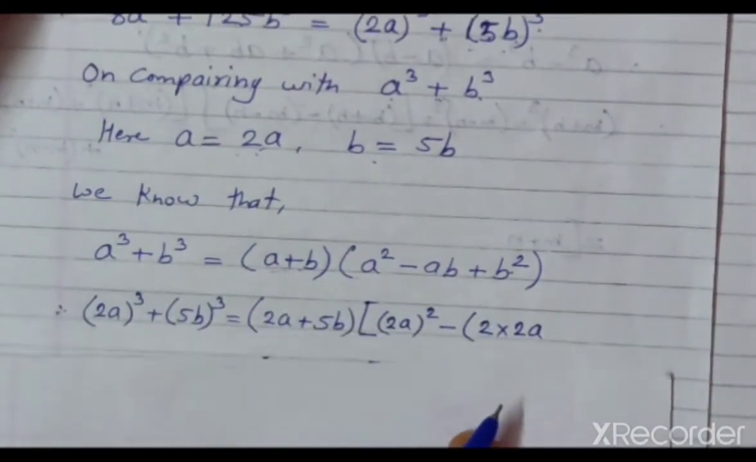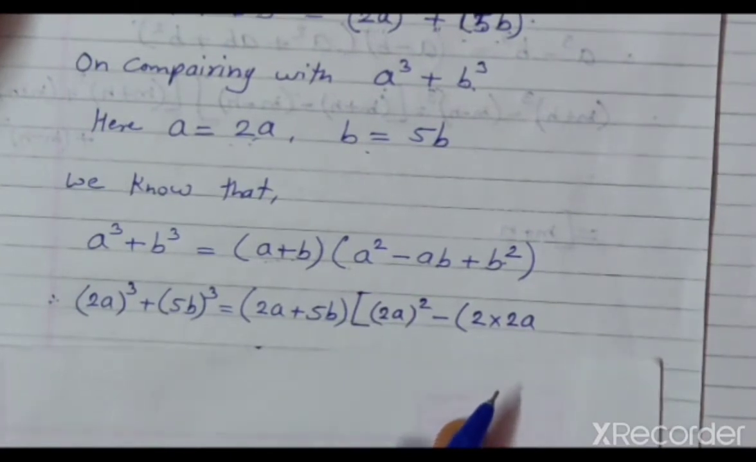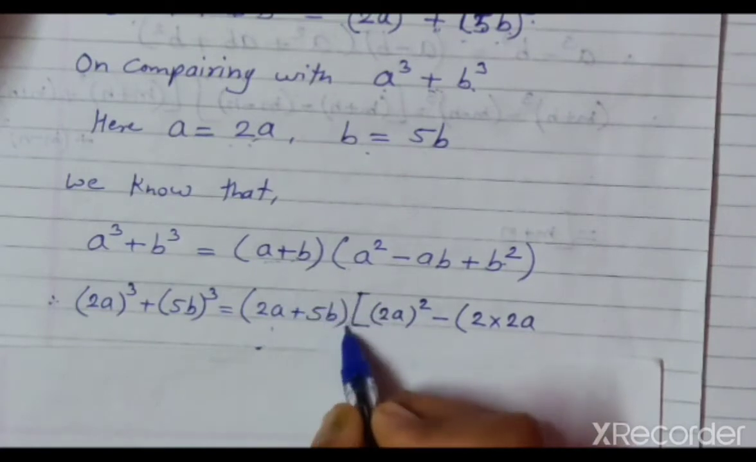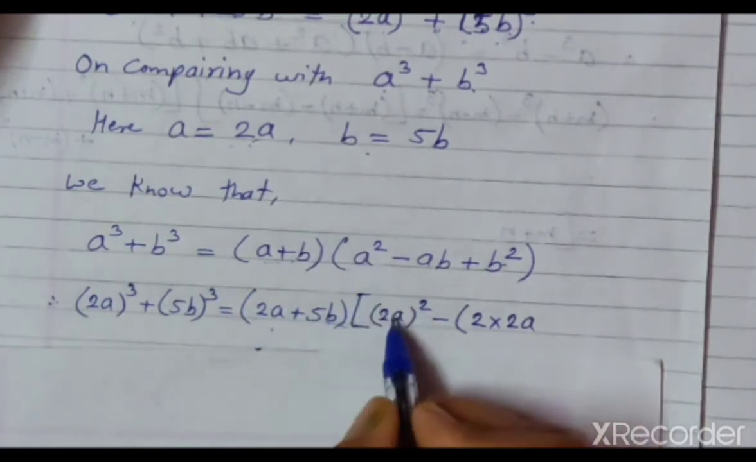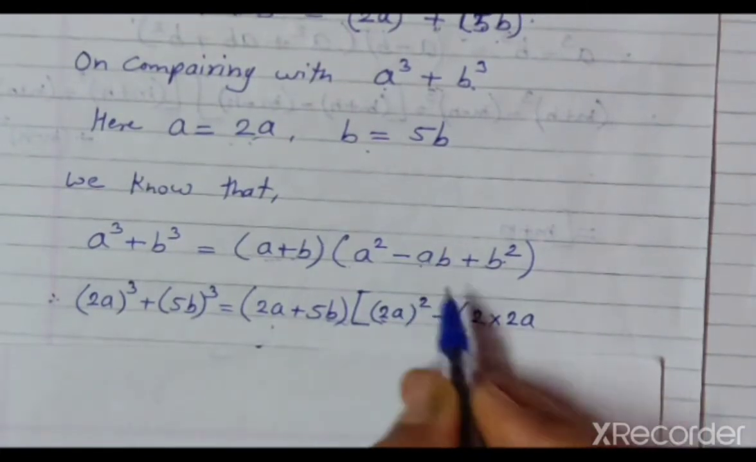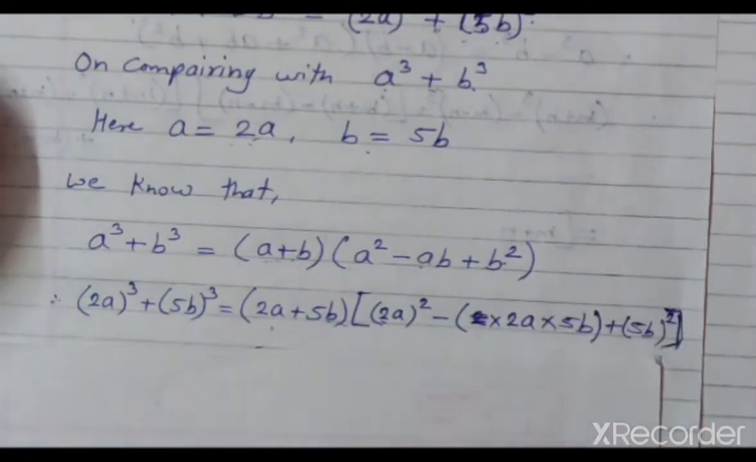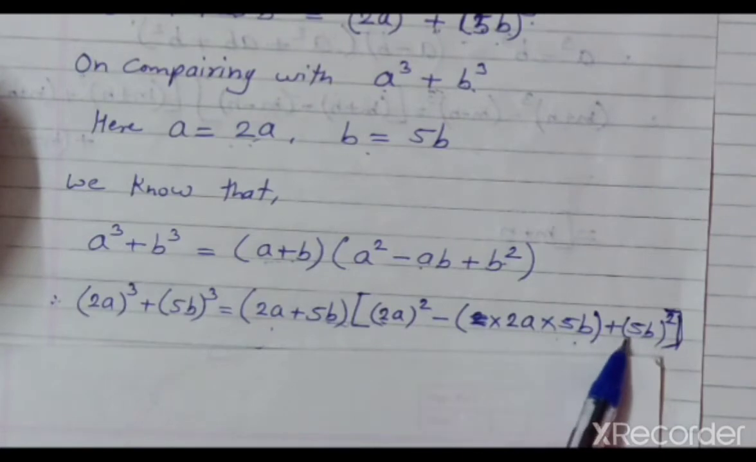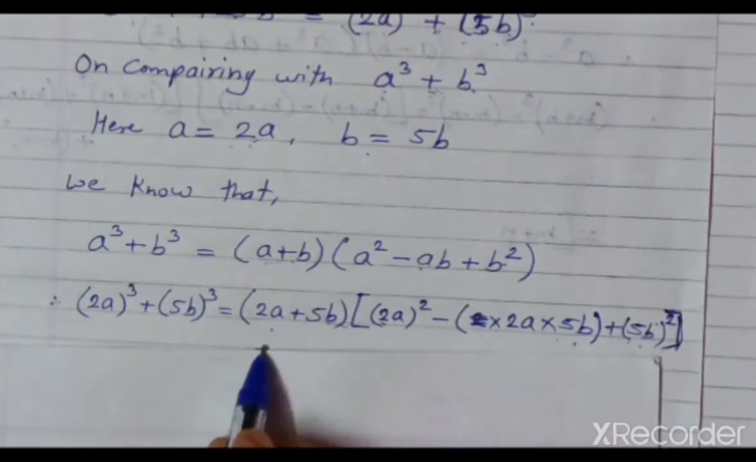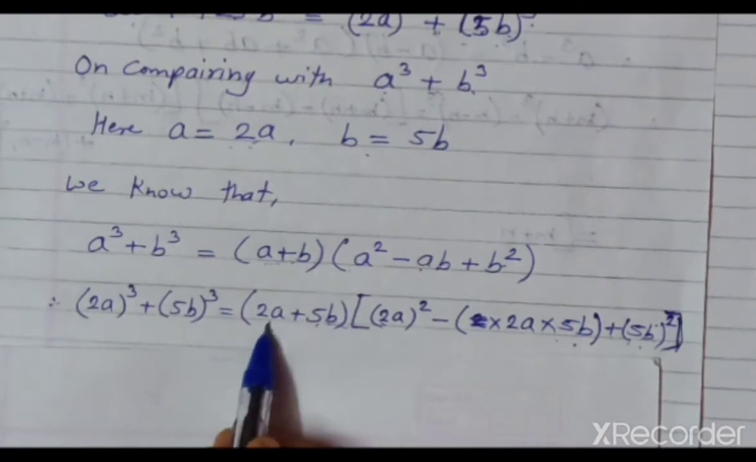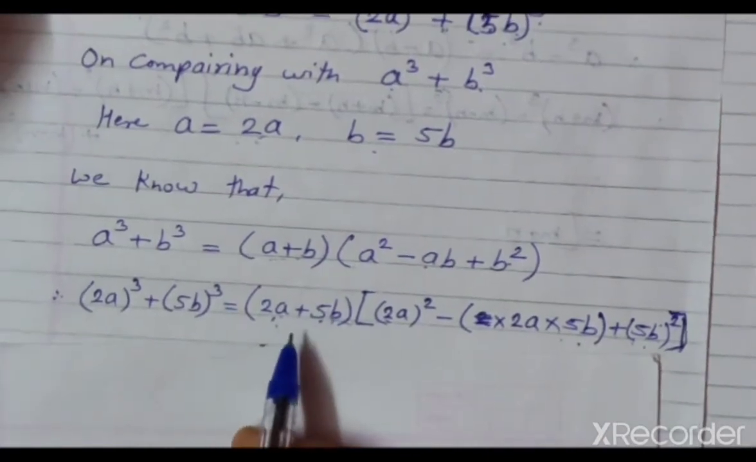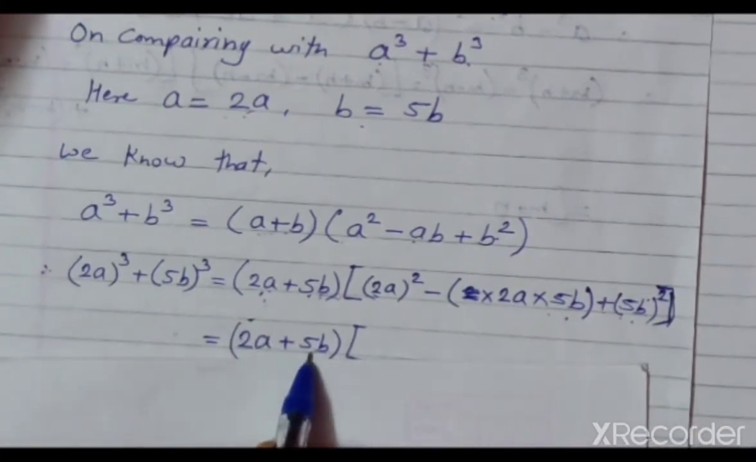So after substitution we will get 2a, 5b. The value of a is 2a, the value of b is 5b, and here also b square means (5b) square. Now let's solve it. This addition is not possible because both variables are different. So this first bracket will remain as it is.